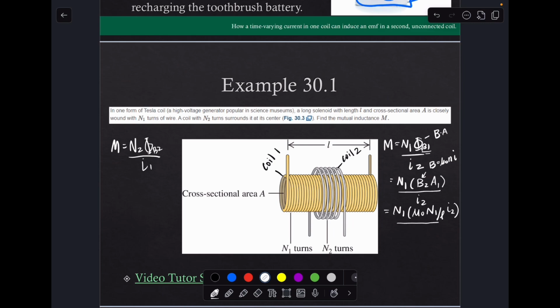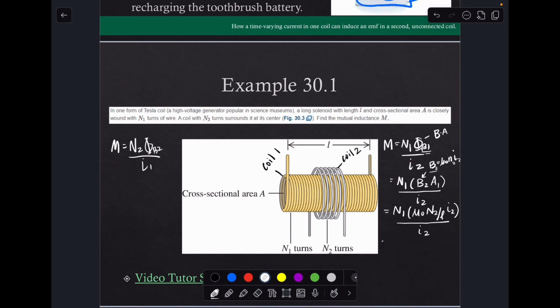Then we divide that by I2. Oh, oops. This should be N2, right? This is the magnetic field generated by coil 2, which would be N2 I2. Okay, sorry about that. Because the second coil is generating the field that coil 1 is feeling. Okay, so we have all that in there.